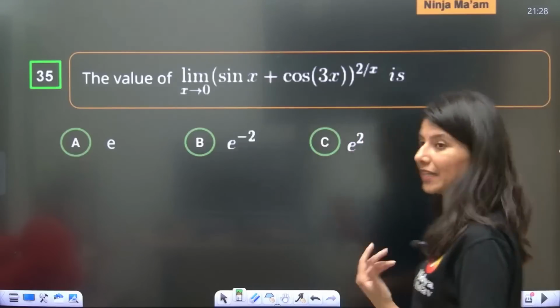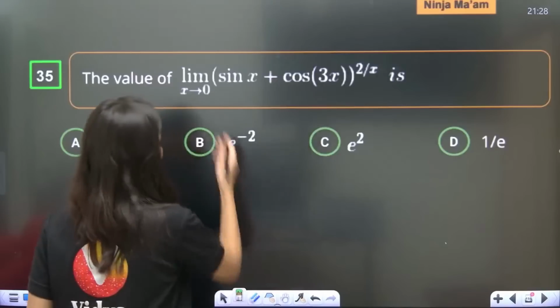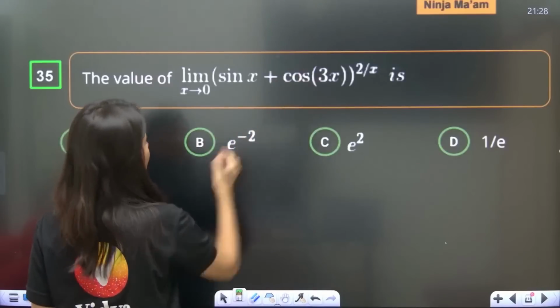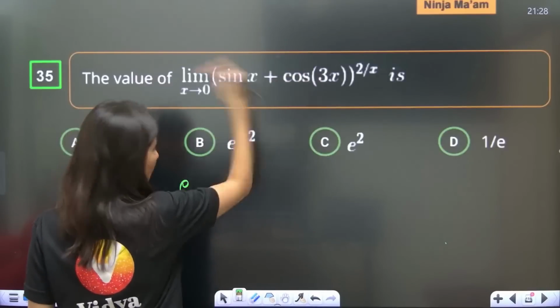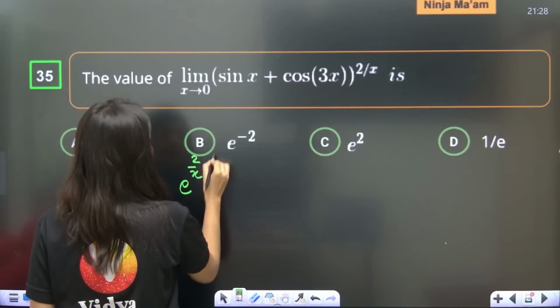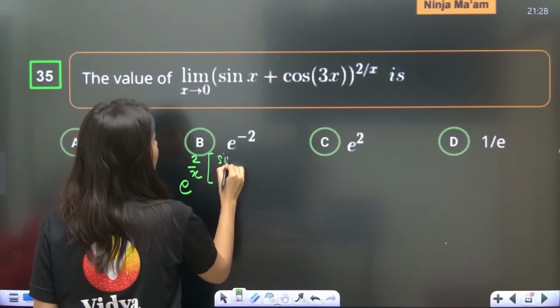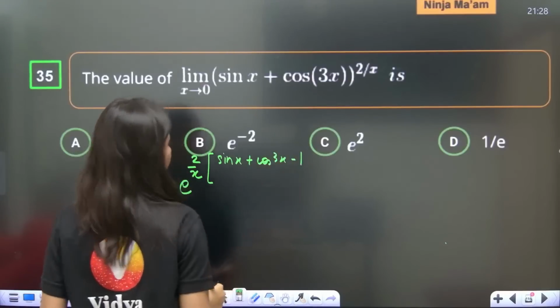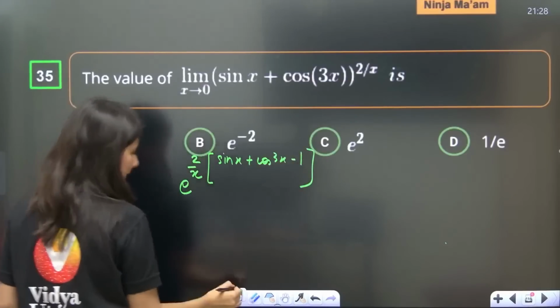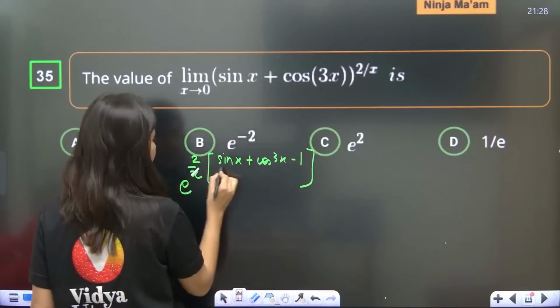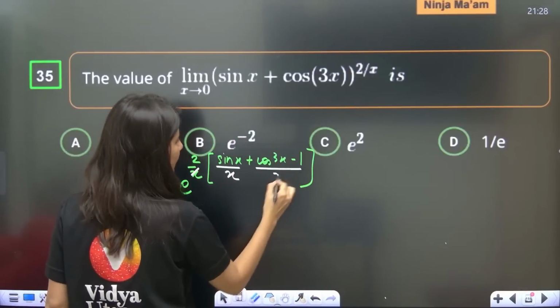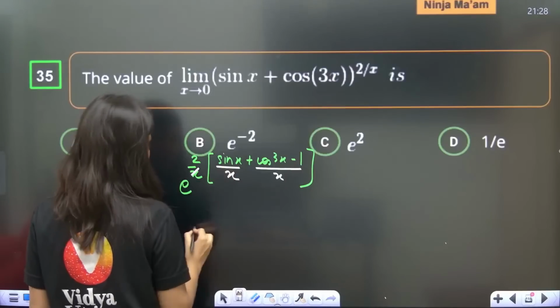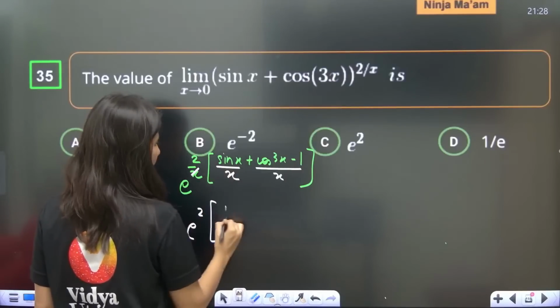Now this question is again of the 1 raised to power infinity form. See, if you put x equals to 0, you get 1 raised to power infinity. So e power 2 by x will come in front and subtract 1 from the base. So sin x plus cos 3x minus 1. Okay, so this x will go inside. So this is sin x by x, and this is also x. Sin x by x is 1, so e power 2, this is 1 plus.